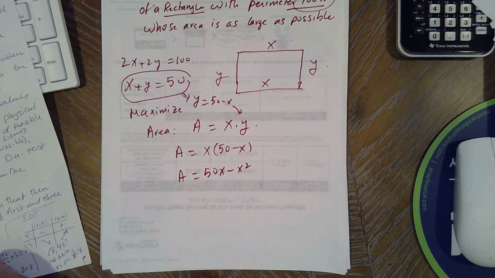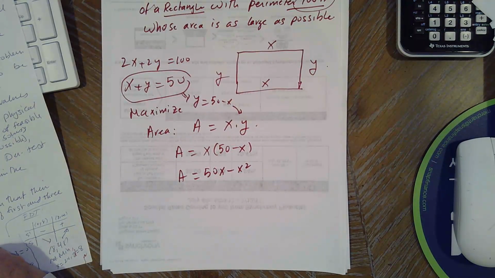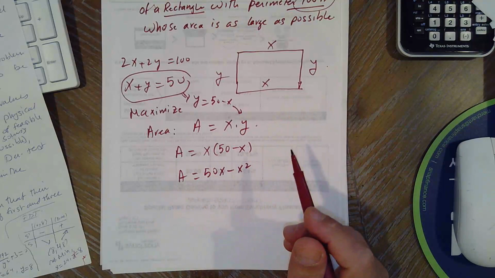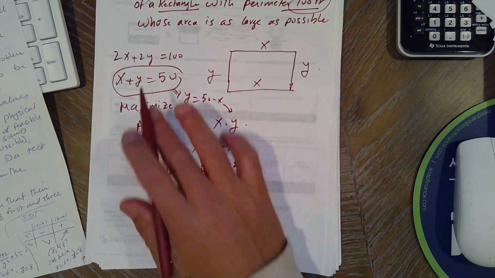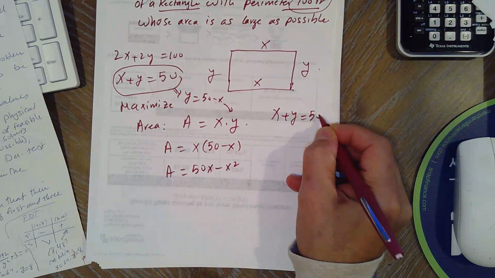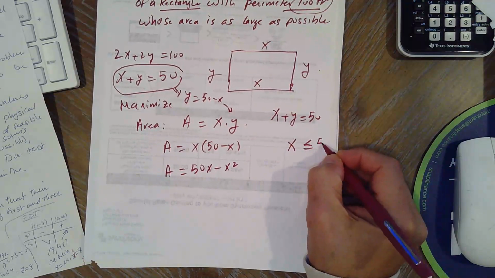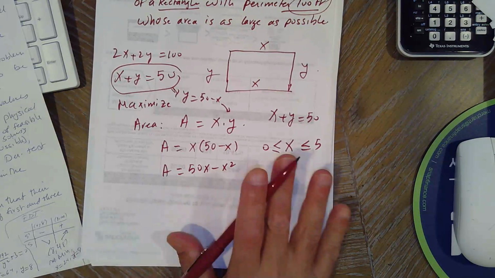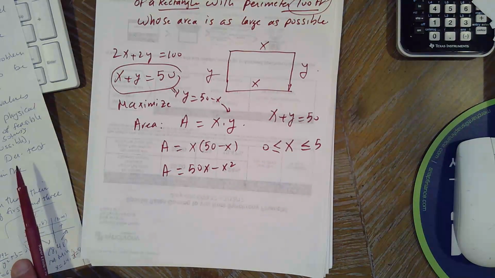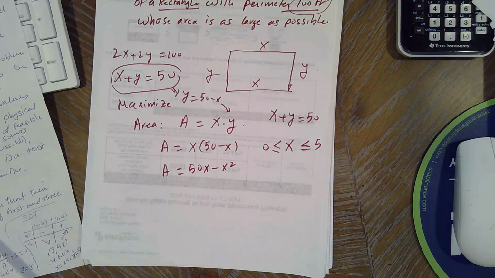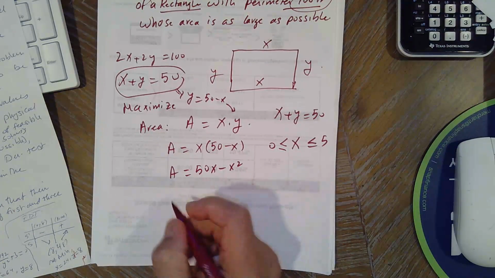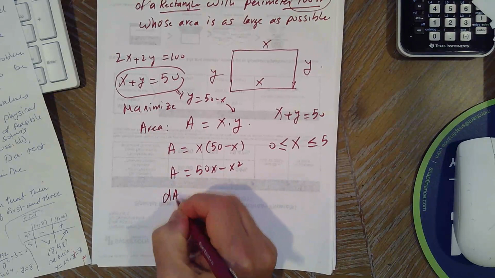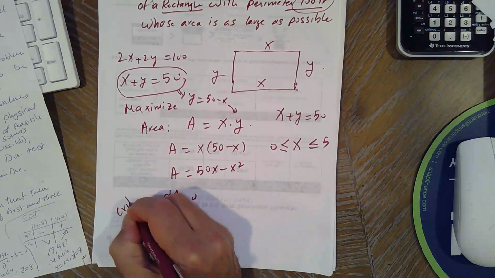So step number four, find the interval of possible values for this variable. For x, what are the possible values from the physical restriction in the problem? We know that x plus y is 50, so x cannot be more than 50. And of course, it's the width of a rectangle, so it's between 0 and 50. All right, so we got that. Use the extreme value theorem if possible, and the first derivative test or second derivative test for maximizing or minimizing to gain the solution. Either way, we're going to find the derivative. So this is A of x, and dA by dx equals 0 to find the critical values.